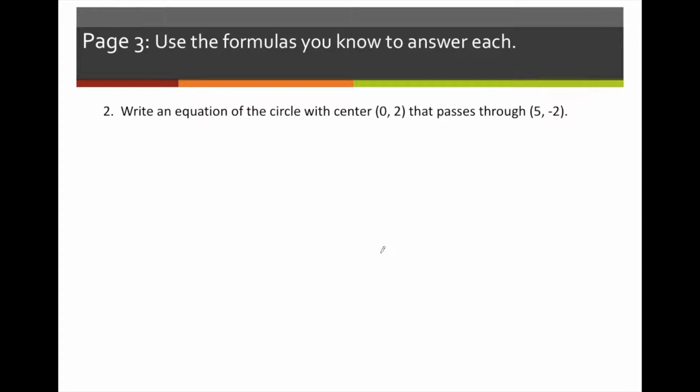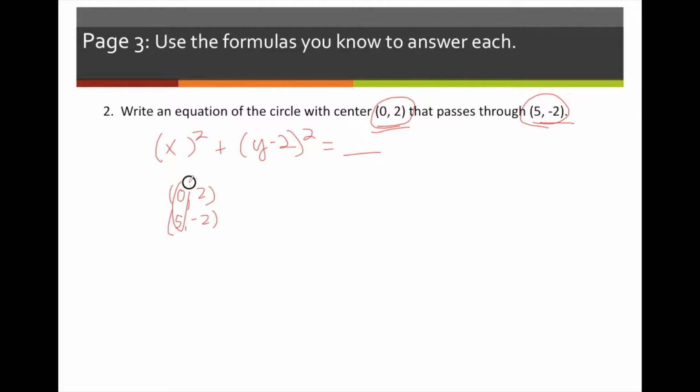Write an equation of the circle with center 0, 2, and it passes through that point. Well, I know what my center is, so I can start out as x plus 0, or just x squared, plus (y minus 2) squared equals, now I've got to find my radius, so I need to know the distance from my center to a point on the circle. So I'm just going to use the distance formula for that.